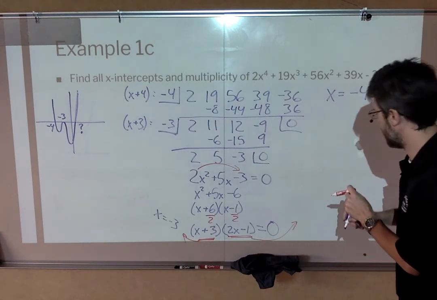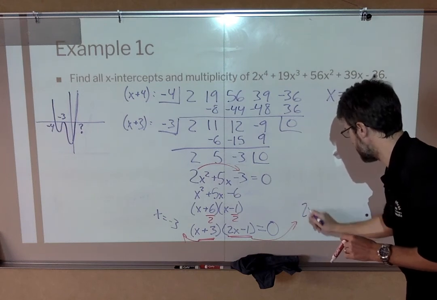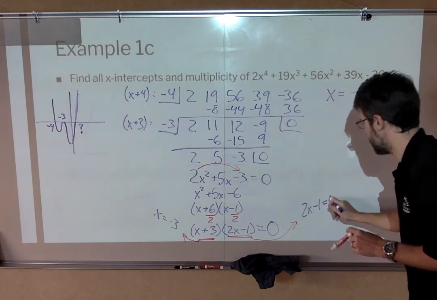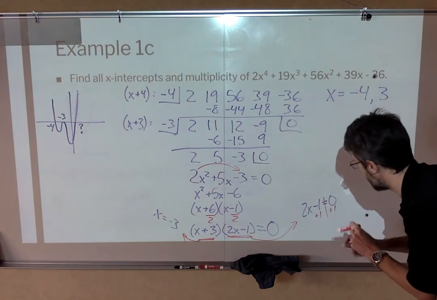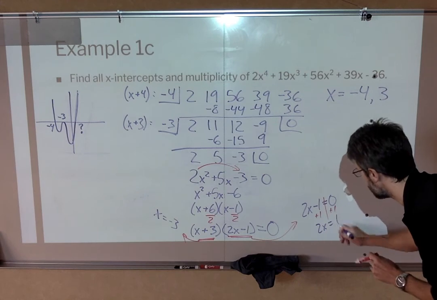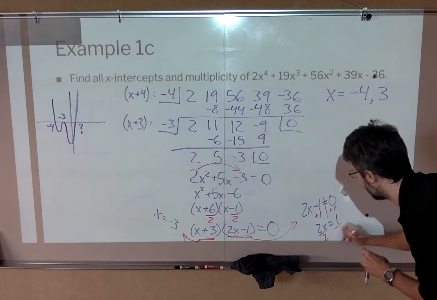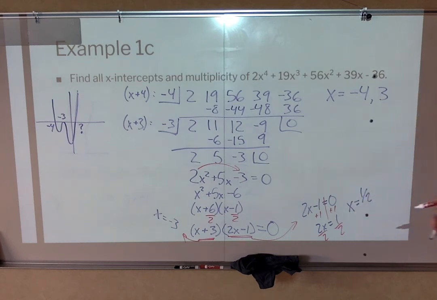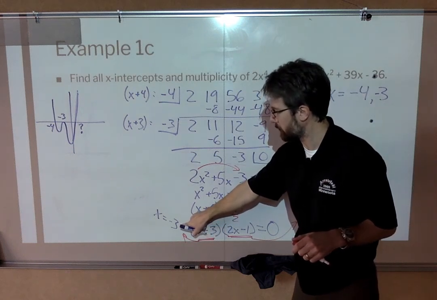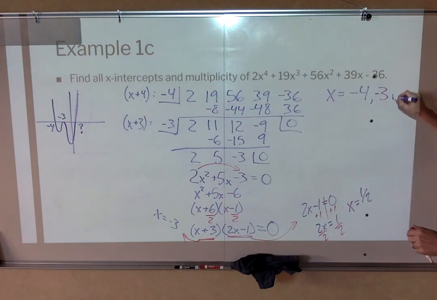Some of us maybe are getting to the point where we can just solve these in our head. But 2x minus 1 equals 0. Plus 1 on both sides, we get 2x equals 1. Divide both sides by 2, and we get x equals 1/2. So our solutions are negative 4, negative 3 that I got from graphing. Then I found a second negative 3 by factoring. So that has a multiplicity of 2. And then also 1/2.